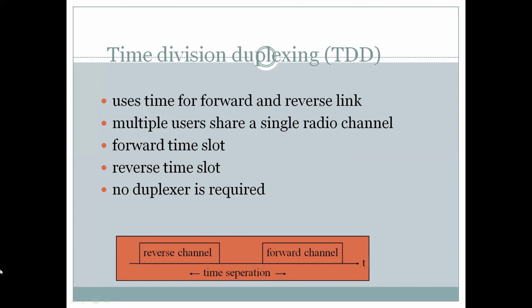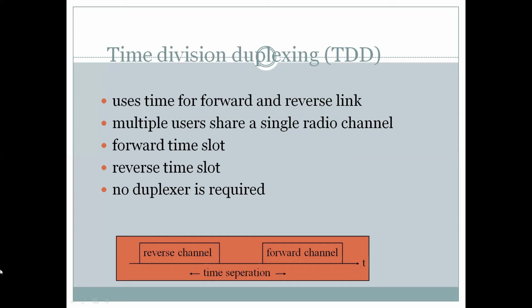Uses time for forward and reverse link. It means the x-axis is time, and multiple users share a single radio channel. There is a forward time slot and there is a reverse time slot. So wherever there is time division, either it is duplexing or multiple access, the division is in terms of time.